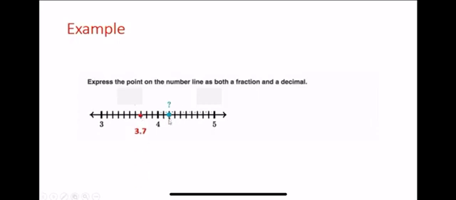Also for the blue point, how many dashes do we count? We count 1, 2. So it is 4.2.